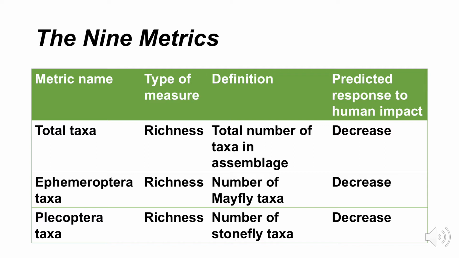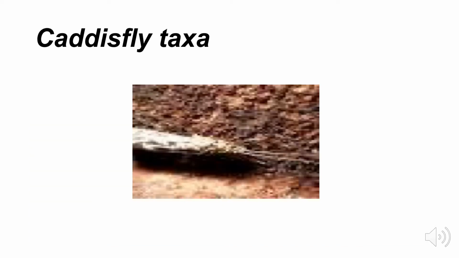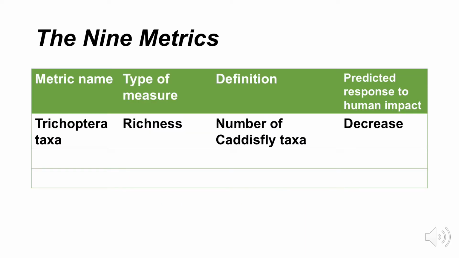We also have another richness taxa. That's our caddisfly. And just like the mayflies and the stoneflies, we're interested in the richness. How many different caddisfly taxa are there? And the predicted response is the more human disturbance there is in the system, the fewer caddisfly taxa there will be. So that gives us 4 of the 9 metrics that we look at.